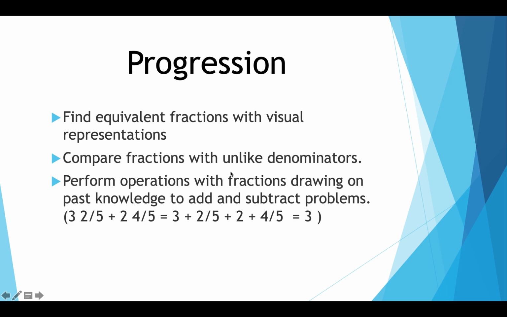And then they perform operations with fractions drawing on past knowledge, so they'll use the commutative property, associative property, distributive property. Like here in a mixed number, they break up 3 2/5 into 3 plus 2/5, break up 2 4/5 into 2 plus 4/5 to make that easier to add. I do not have the correct answer there.